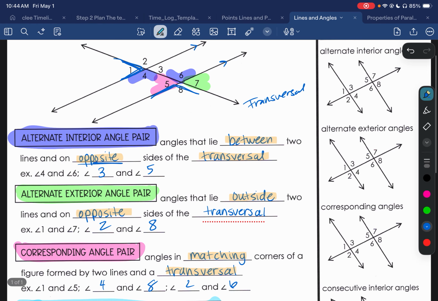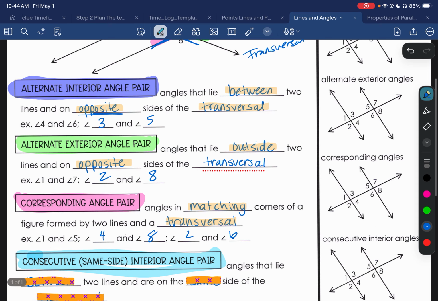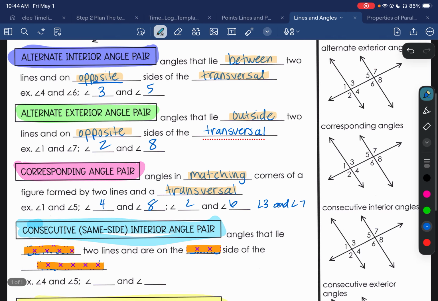And do I have space for one more? No. If we wanted, we can say 3 and 7. Angle 3 and angle 7. All right.